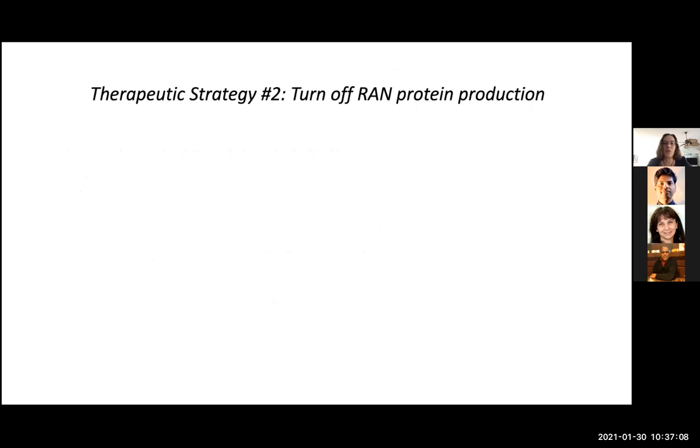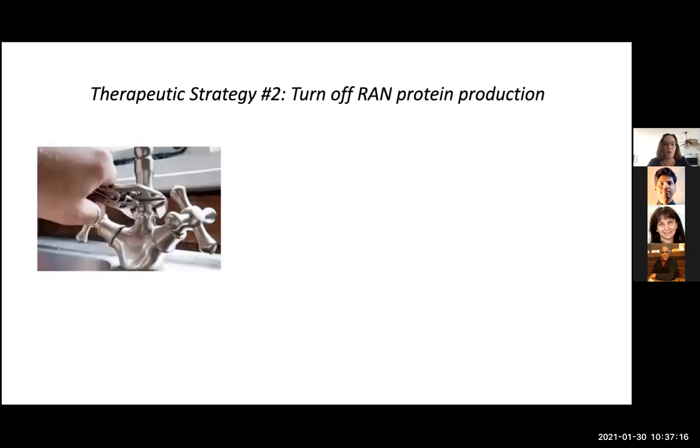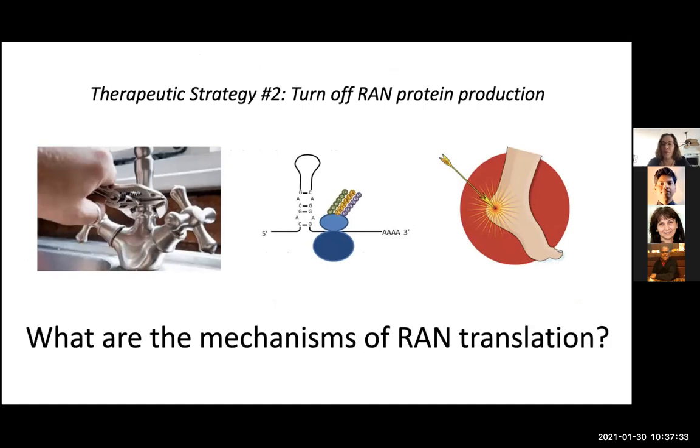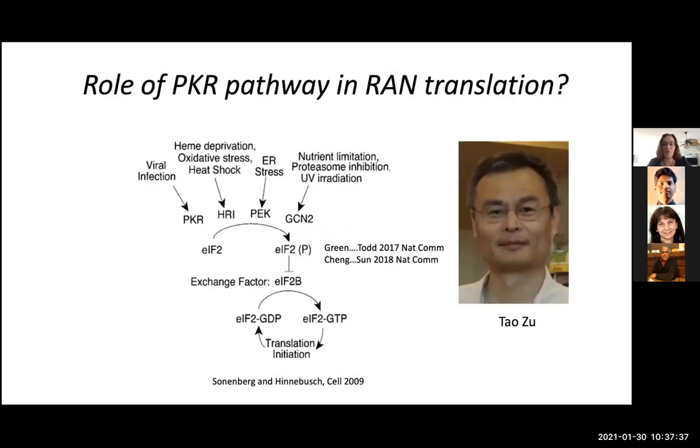So the next part of my talk, I want to switch gears and talk about another therapeutic strategy that we've been working on, which is to turn off RAN protein production. And our rationale is that if we can turn off RAN protein production, perhaps that could be an Achilles heel. Maybe we could get a strategy that would turn off RAN proteins across multiple types of disorders that involve repeat expansions in RAN translation. So what are the mechanisms of RAN translation?